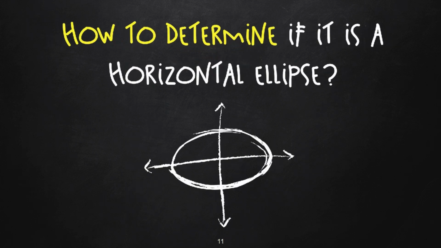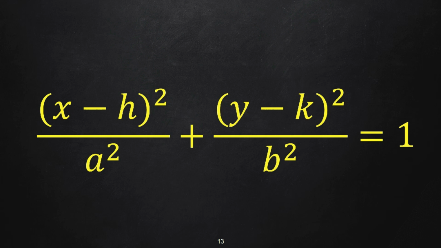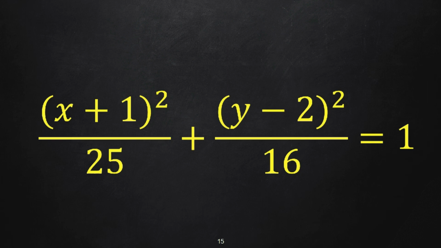So how to determine if it is a horizontal ellipse? From the given standard form, we can give an example using this one: (x plus 1) quantity squared divided by 25 plus (y minus 2) quantity squared divided by 16 equals 1. So, how to determine if it is a horizontal ellipse? The first step is we should determine the bigger denominator from the two terms. So, the bigger denominator is obviously 25.